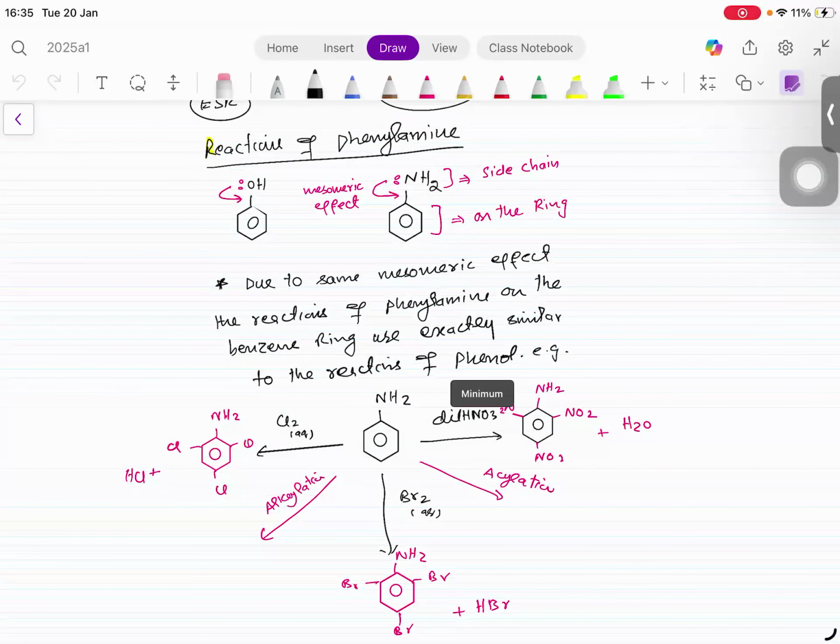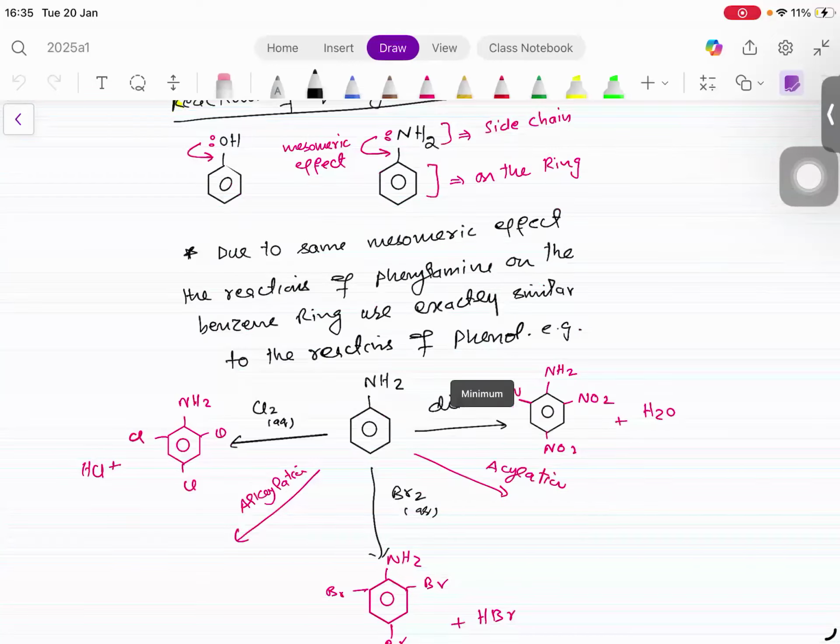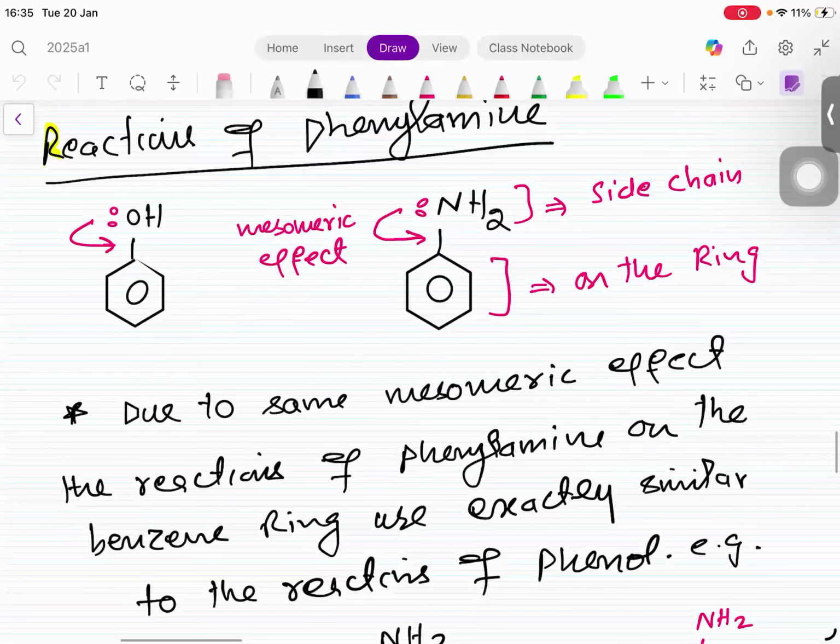Today we are going to discuss the reactions of phenylamine. Actually, we started the reactions of phenylamine in the previous class. And one thing which we noticed is that we usually divide these reactions into two parts: the reactions due to side chains and reactions on the benzene ring. So we divide them into the two parts.